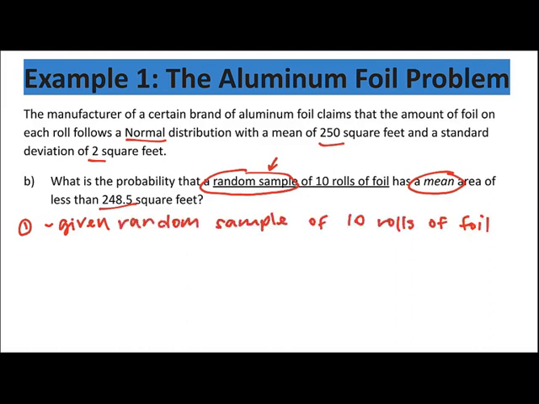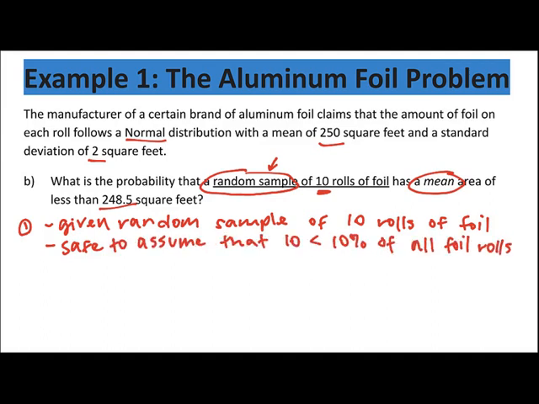Our second condition or assumption has to do with independence. If I'm picking these rolls of foil without replacement, I want to make sure that my probabilities and my numbers aren't changing too much. So I need to assume my sample size of 10 is less than 10% of all rolls of foil in the world. Again, probably safe to assume. So I'm going to say that, and we'll move on to the next one.